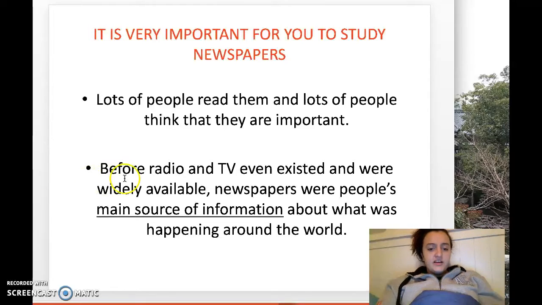Okay? Papers are important because if we don't have technology, we're going to have to rely back on papers, and it's important to understand how to read them.